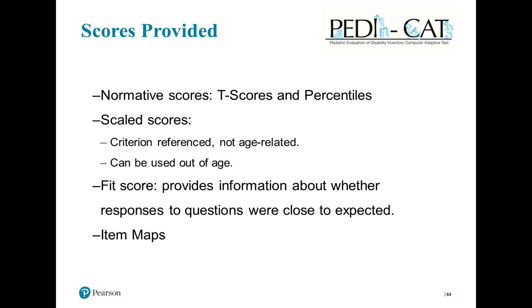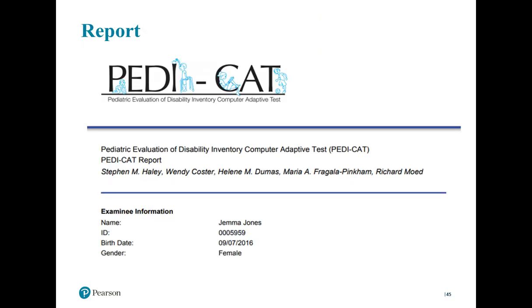Then there's also the item map, which provides a convenient method of interpreting the PEDICAT scale scores with respect to the expected level of difficulty of activity items, or the child's amount of responsibility when they respond to the responsibility domain. The item maps represent the location of item ratings along a continuum of difficulty that measures the domain. Then in the report, the first page will provide you examinee information.